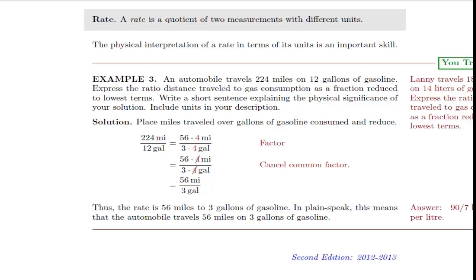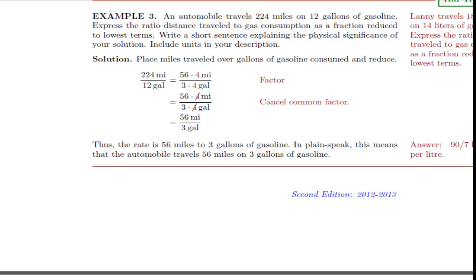Solution. Place miles traveled over gallons of gasoline consumed and reduce. So we have 224 miles over 12 gallons. 224 factors to 56 times 4, 12 factors to 3 times 4. The 4's cancel, and we're left with 56 miles over 3 gallons. Thus the rate is 56 miles to 3 gallons of gasoline. In plain speak, this means that the automobile travels 56 miles on 3 gallons of gasoline.